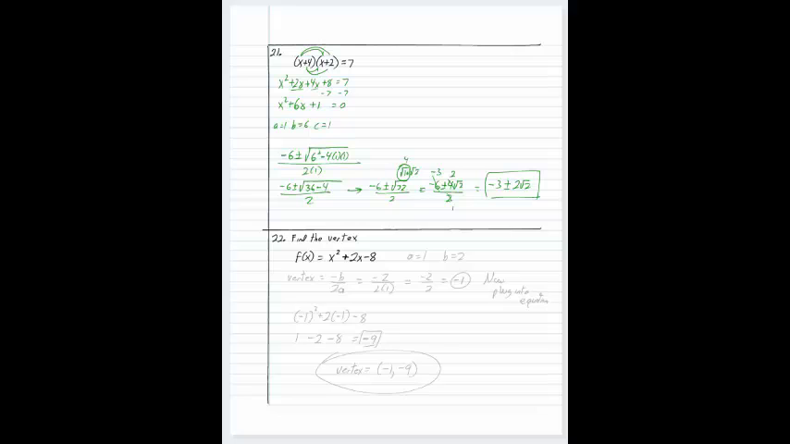Alright, for 22 we would like to find the vertex. And there's a formula for vertex. It goes negative b over 2a. Well, I know a is 1 and b is 2, so let's make the change. So negative 2 over 2 times 1, which is negative 2 over 2, which is negative 1. Now, plug into the equation. So we're going to get negative 1 squared plus 2 times negative 1 minus 8. Negative 1 squared is 1. 2 times negative 1 is negative 2. And then minus 8. And all of that becomes minus 9. So our vertex is the point negative 1, negative 9.